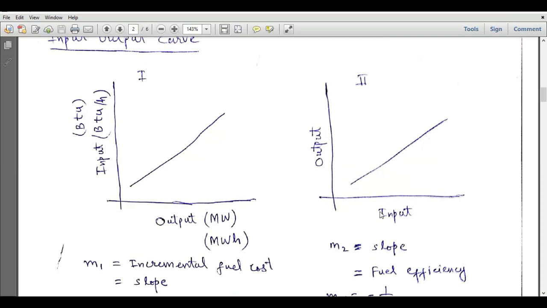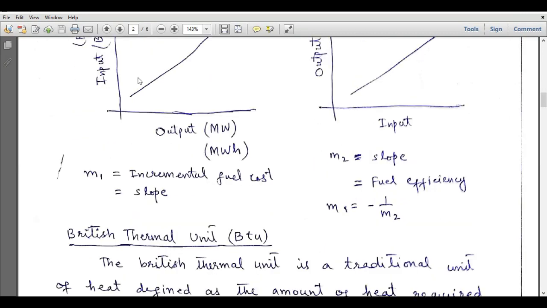And if we are increasing the input of the system, then the output will increase. So this graph will give us the fuel efficiency. If we are injecting more fuel into the system and we are analyzing how much output has been increased by the generator, so this curve will give us the efficiency. So this is the difference between these two types of curves. So the first curve will give us the incremental fuel cost, which is the slope, and the second curve will give us the fuel efficiency, and m1 is equal to minus 1 over m2. So this is the relationship between these two curves.